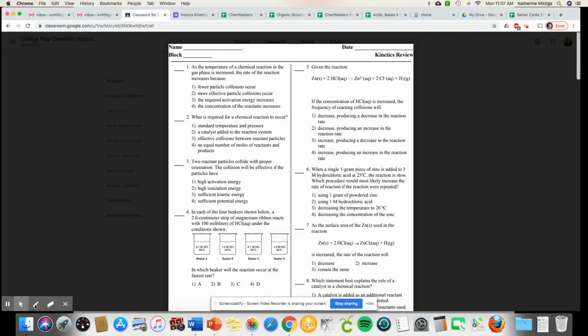Okay, so this is the kinetics review. Please make sure you have your reference tables. Maybe you look over your notes, etc. first before we get into this.